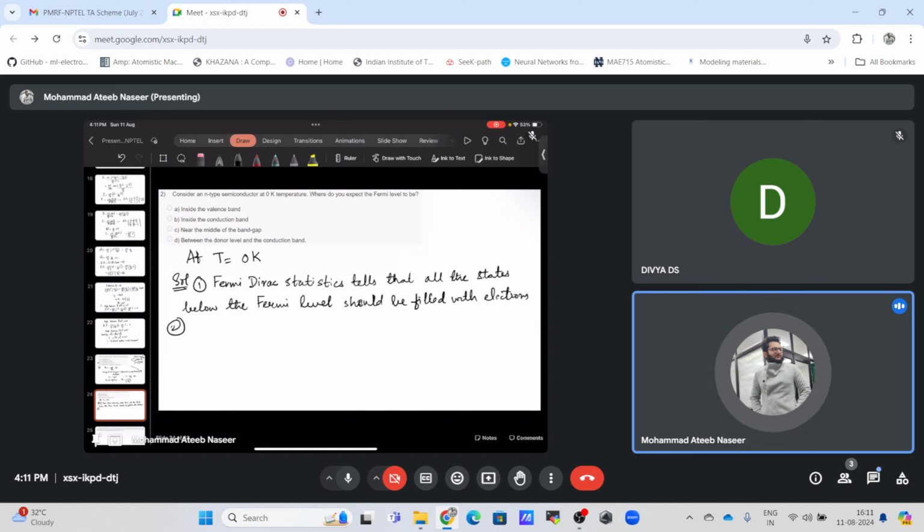So at 0 Kelvin, what happens? At 0 Kelvin, there is no energy for these dopant atoms to be ionized. They cannot get ionized at 0 Kelvin, because the thermal energy is 0. They cannot go from this donor level to the conduction band edge. So these donor level states have to be filled at 0 Kelvin.